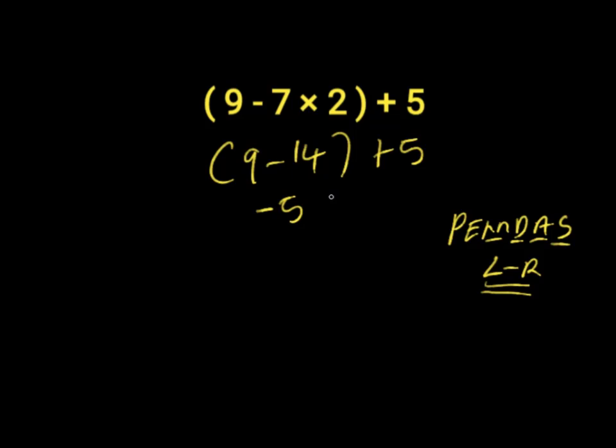Then we have negative 5 plus 5. Negative 5 plus 5 will give us 0. 0 is the right answer to this question.